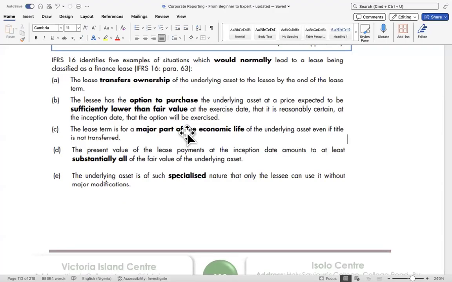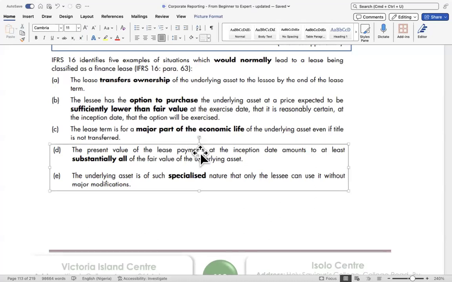It's as good as he has sold it. Another one is where the present value of the lease payment at the inception date amounts to at least substantially all of the fair value of the underlying asset. So where the lease payment is almost equal to the fair value of the asset. So the lease payment, in the sense of the payment the lessee will pay over the lease term, is almost equal to the fair value. It's as good as he sold the asset to the lessee. He's just allowing him to pay over many periods. That's it, where the lease payment is almost equal to substantially all the fair value.